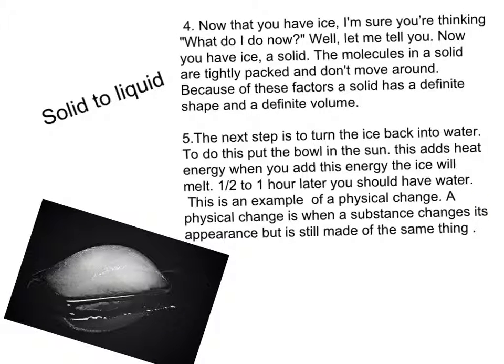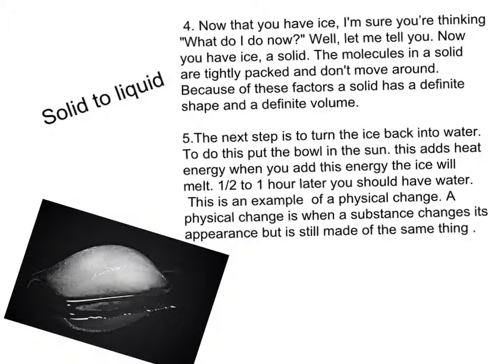Solid to liquid. Step 4. Now that you have ice, I'm sure you're thinking, what do I do now? Well, let me tell you. Now you have ice, a solid. The molecules in a solid are tightly packed and don't move around. Because of these factors, a solid has a definite volume and a definite shape.